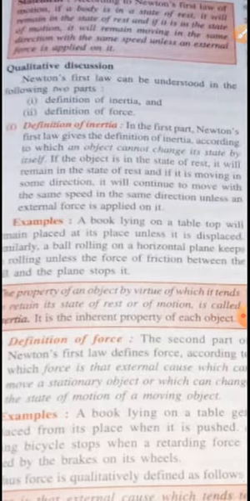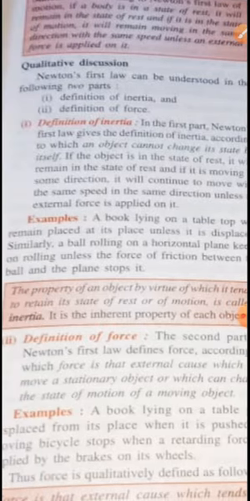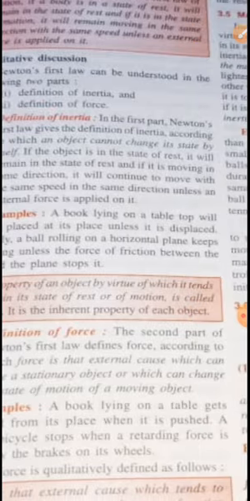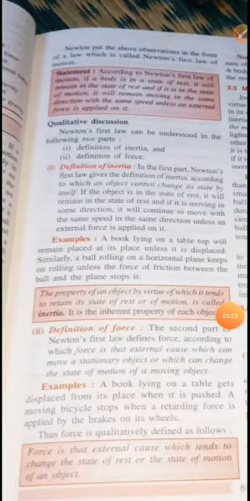Next one is the definition of force. The second part of Newton's first law is about force. So force is the external cause which can move a stationary object or which can change the state of motion of a moving body. Force is an external cause. If you are running and someone comes and hits you, you will fall. Until that, you will run carefully. If someone comes and pushes you, you will fall. So that is called force. So we define force as an external cause.